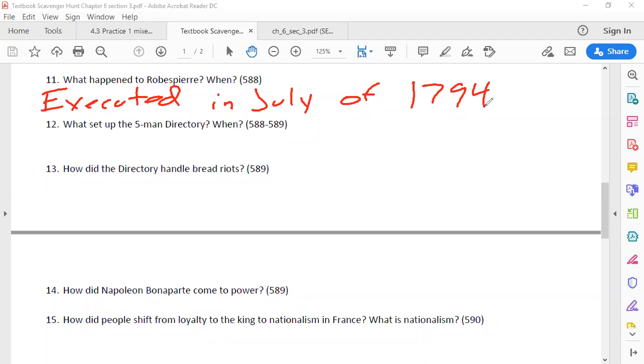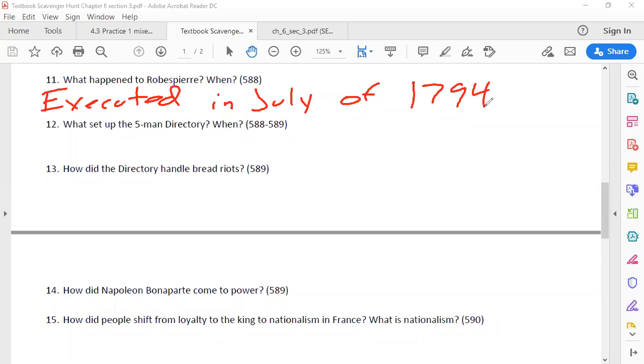The next question asks us, what set up the directory? So we remember back in the earlier lecture, we said that the French Revolution was made up of about 4 stages. Here we see the end of the second stage, the end of the radical phase of the revolution. And it's with the directory.